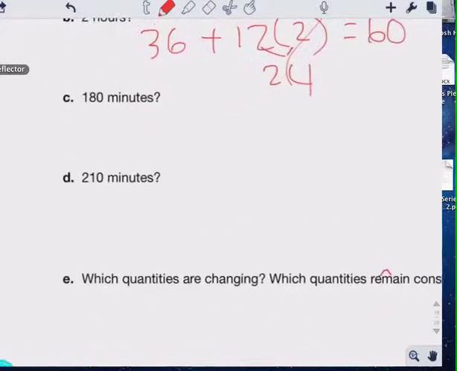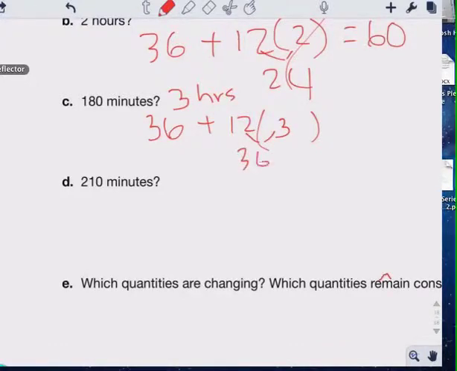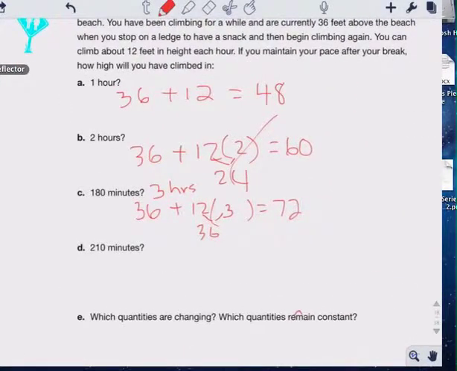Okay, first of all, most of you got 72 here, correct? 36 plus 12 times, how'd you get that? Let me explain. 36 plus 12 times 180 minutes is how many hours? 3 hours. So times 3 hours, right? That gives you 36 plus 72, or most of you just add 12 more.